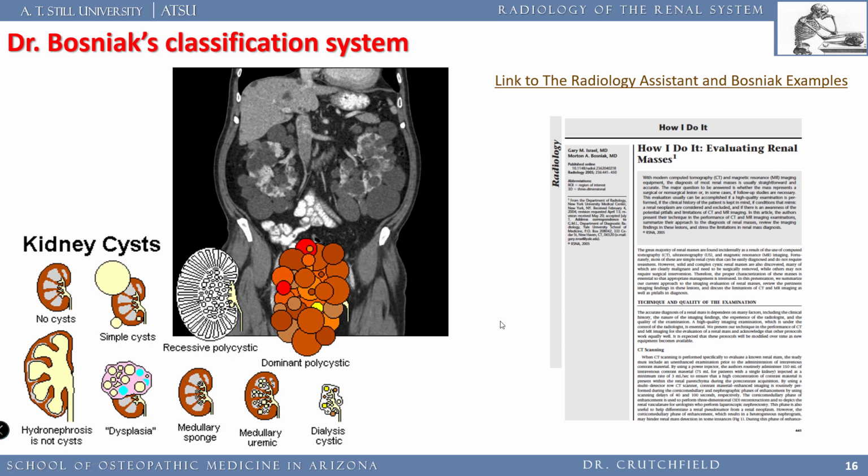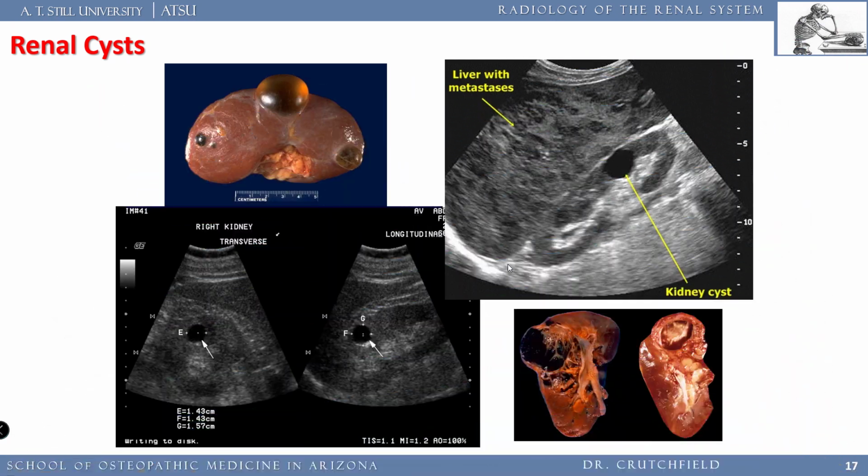You do not need to memorize the Bosniak classification. You just need to know that it exists and it's named after this guy Bosniak. But I did put an article here if you'd like to double-click on it, download it, and look at it. The classification system is for renal cysts. It's fairly complex and it's subject to change based on increasing resolution of CT scanners. But just know that this classification system exists.